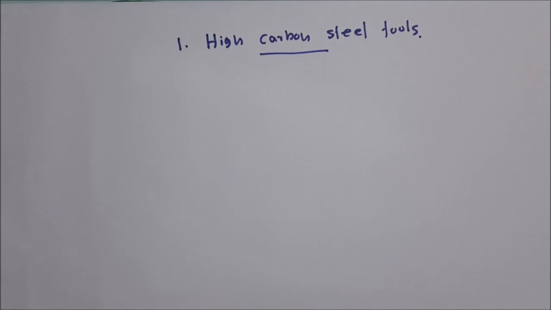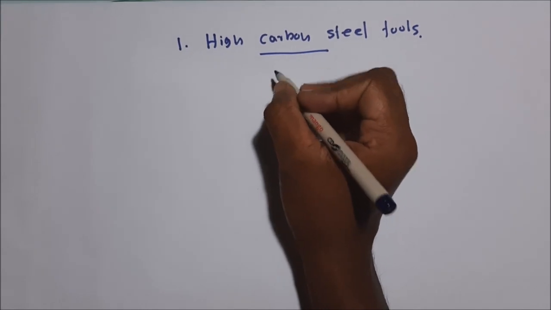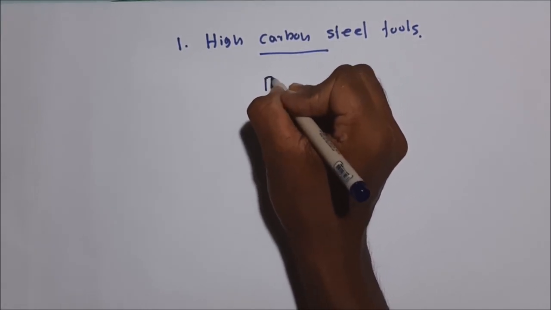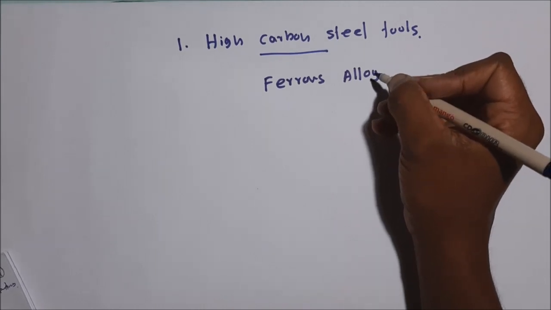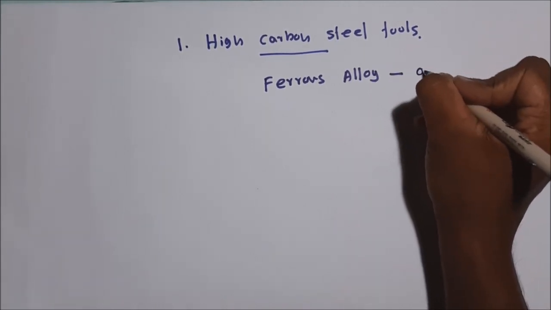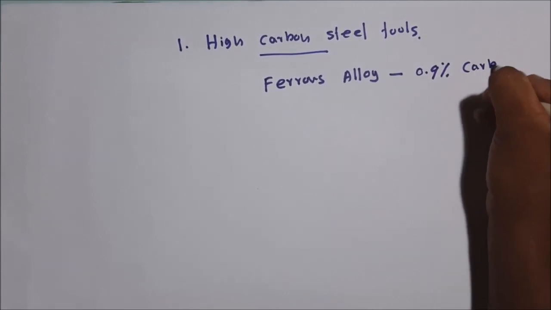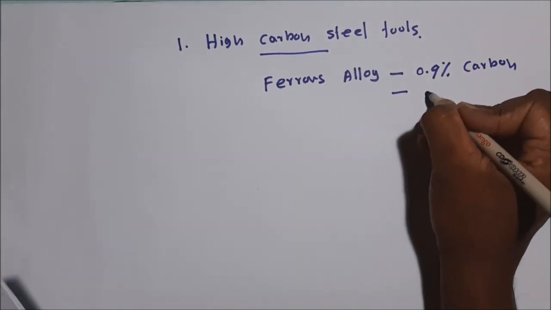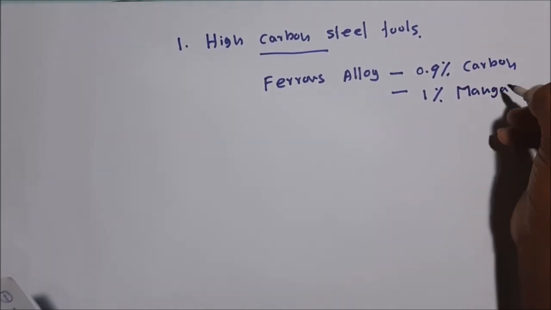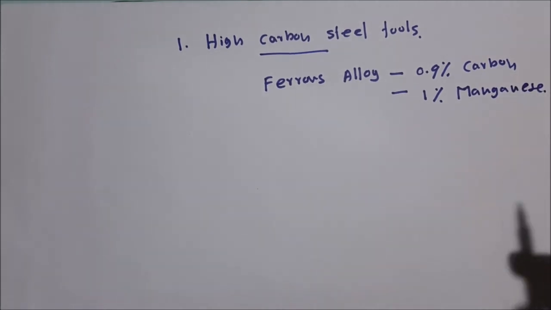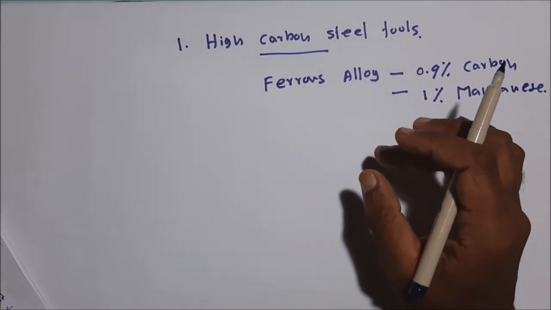Then high carbon steel tools, the material is a ferrous alloy. It's a ferrous alloy containing 0.9% carbon and around 1% manganese.